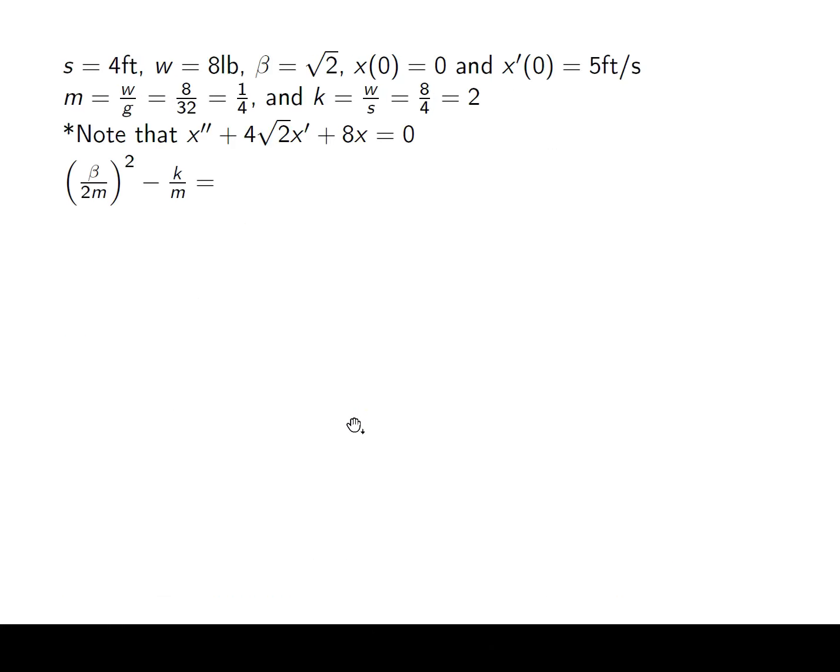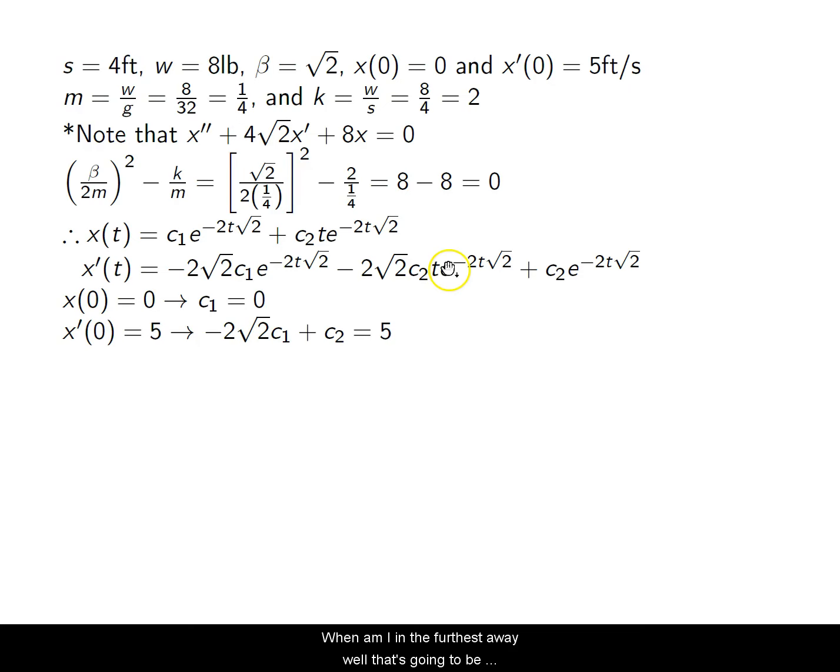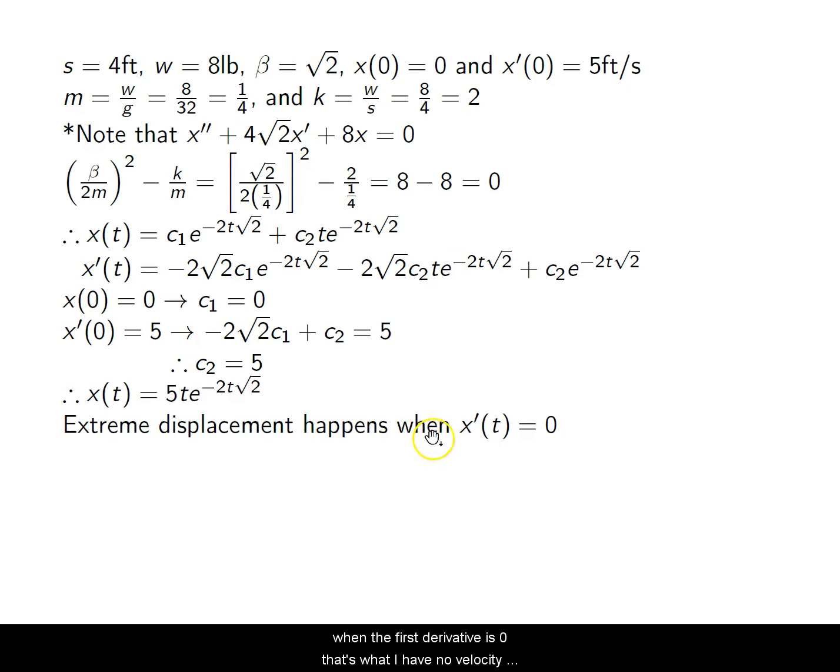So, when am I the furthest away? Well, that's going to be when the first derivative is 0. That's when I have no velocity. Remember, at the top of a hump, I'm going from going up to going down. So there's a brief instantaneous moment where my velocity slows down and goes to 0 when it then changes direction, or vice versa from the bottom side, right? So my extreme displacement, my maximum away from the center, happens when the first derivative is equal to 0.